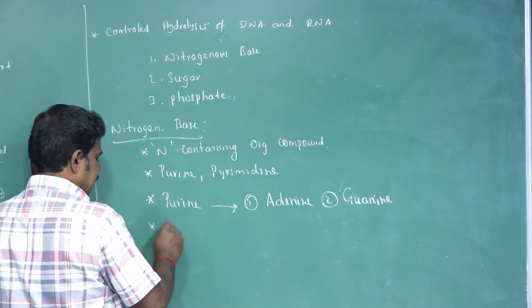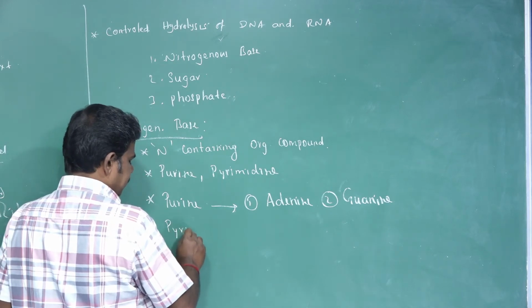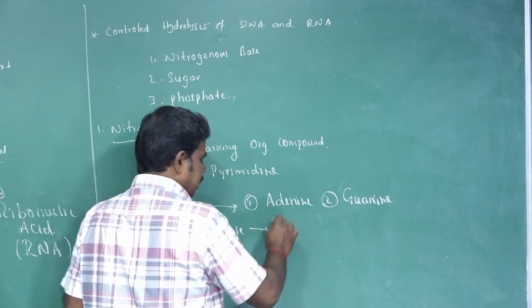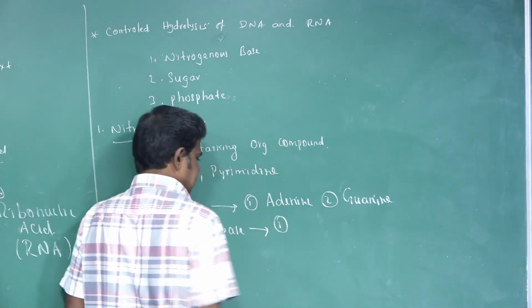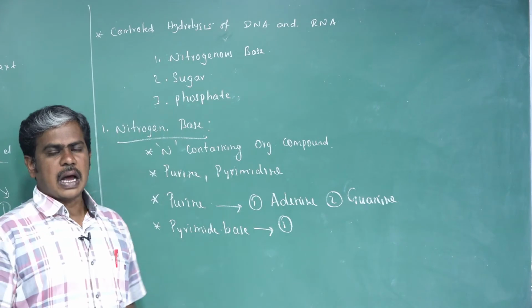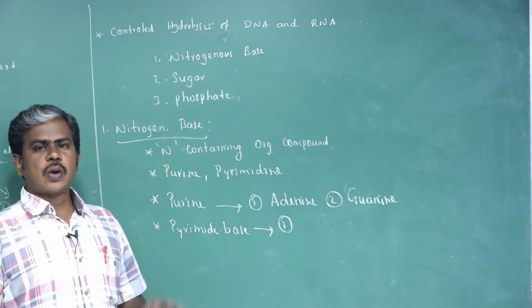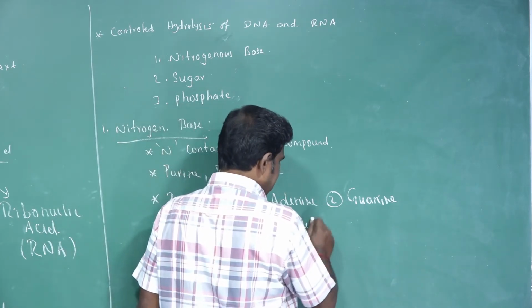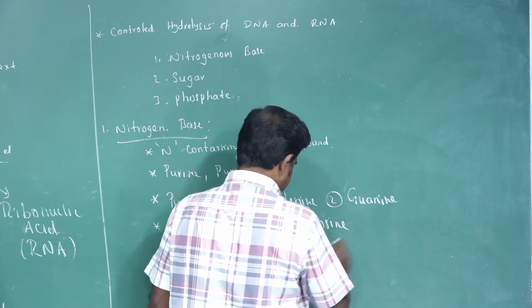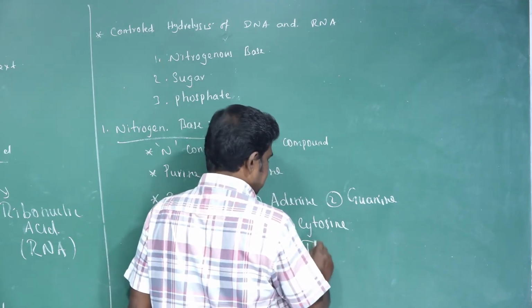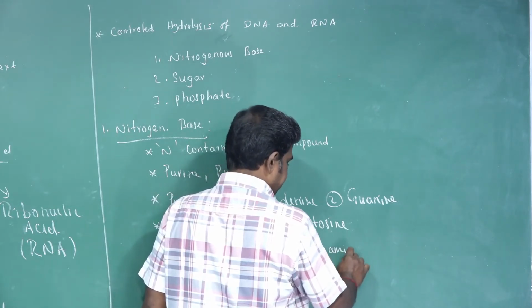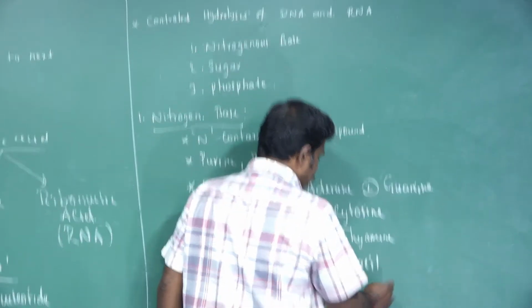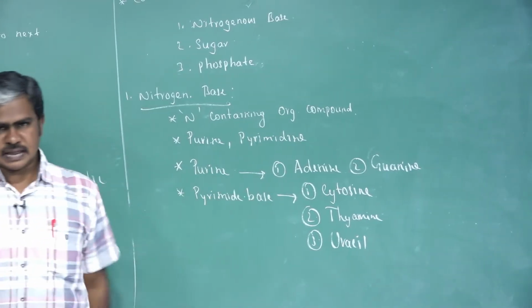Now we are taking the pyrimidine bases. There are three types of pyrimidine bases: cytosine, thymine and uracil. These are the pyrimidine bases.